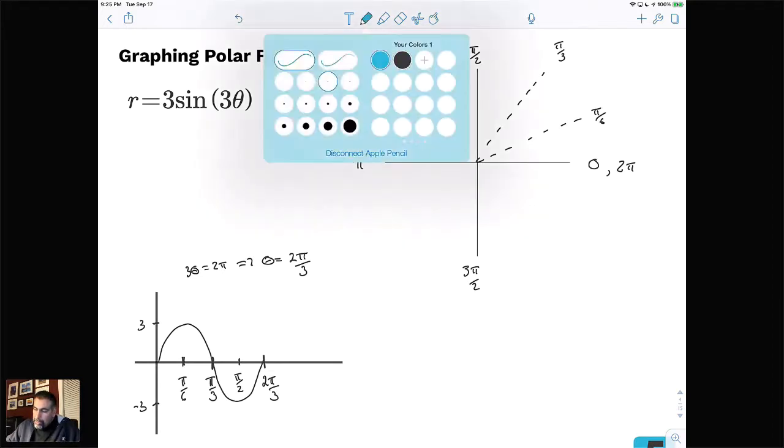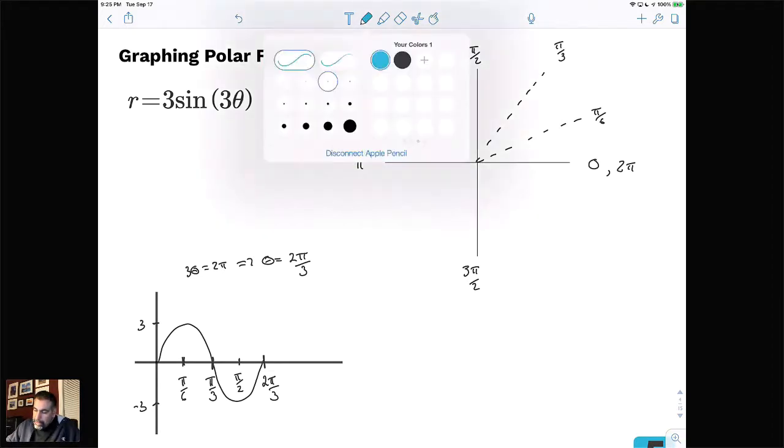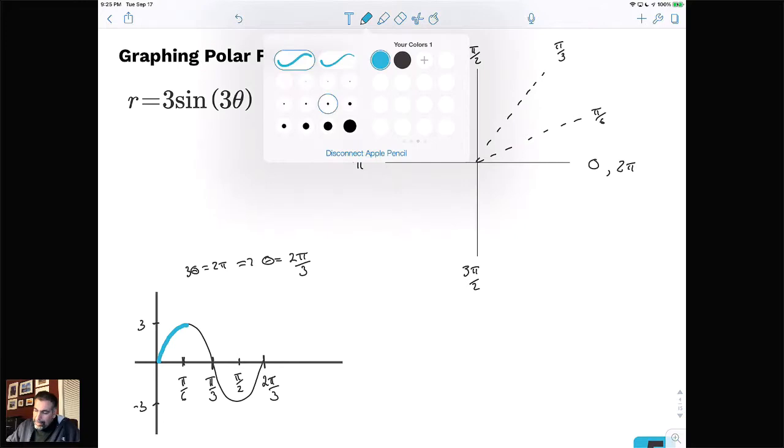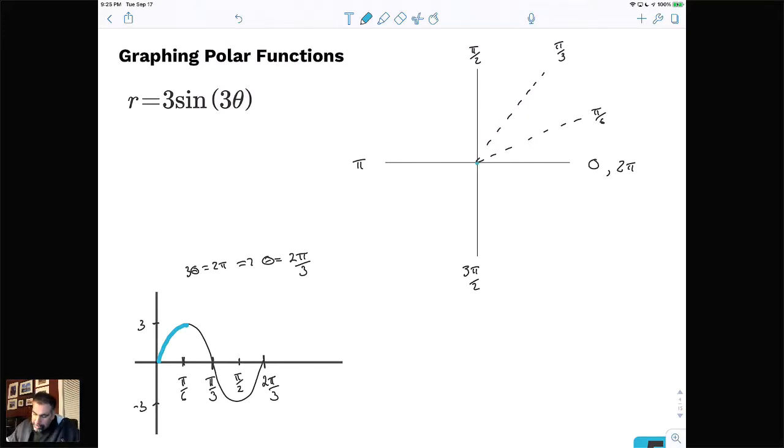The first section I want to do is going to be the section of this graph that goes from 0 to pi over 6. So in that section, we start with a value of 0, which means we're going to start right at the origin. And by the time we get to pi over 6, by the time we rotate through here, my graph is going to have to go out to a value of 3. So it's going to have to rotate out pretty far out to 3.